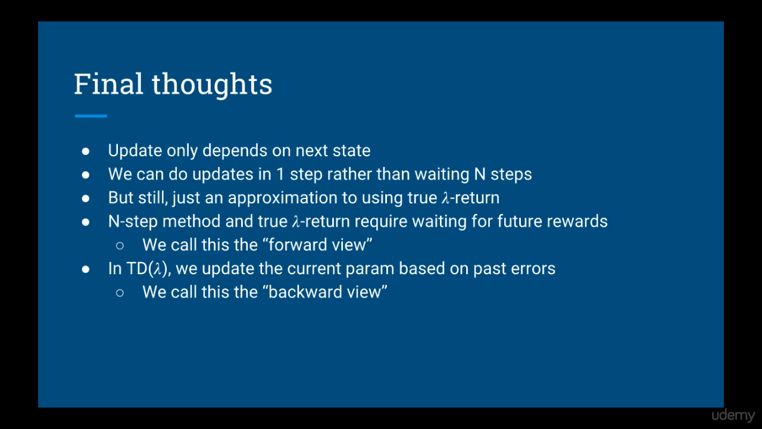Notice how, because the update for theta now only depends on the next state, we can do our updates at the next step rather than waiting n steps like in the n-step method. But also remember that this is just an approximation to using the true lambda return. One distinction that is made sometimes, because the n-step method and true lambda return require looking ahead to later states, we call this the forward view. Whereas with TD lambda, we update our current theta based on past errors, so we call this the backward view.